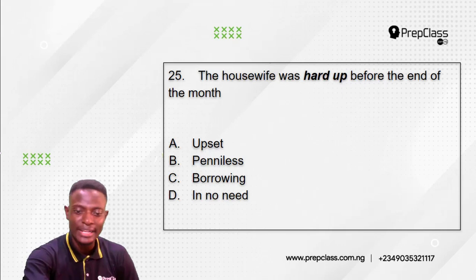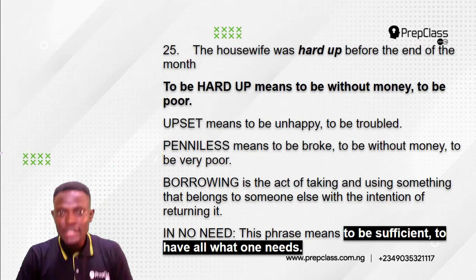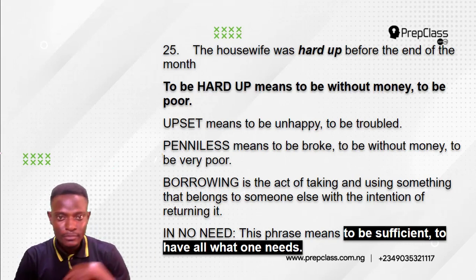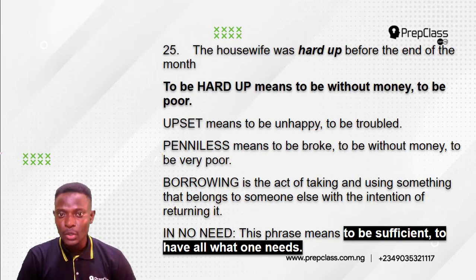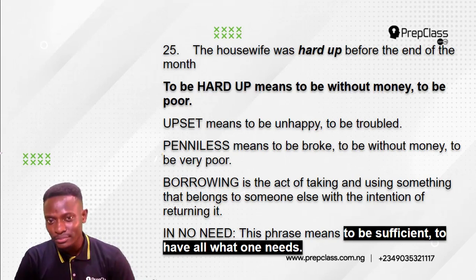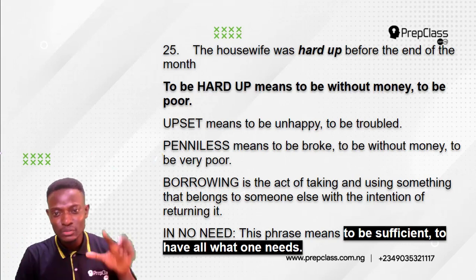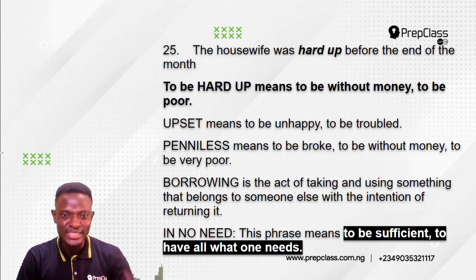What does it mean to be 'add up'? Now, to be 'add up' means to be without money, to be poor. So the housewife was without money before the end of the month. Option A, upset. Upset means to be unhappy, to be troubled. Option B, penniless. Penniless means to be broke, to be without money, to be very poor. Now, this is a synonym for 'add up'. Option C, borrowing. Borrowing is the act of taking and using something that belongs to someone else with the intention of returning it.